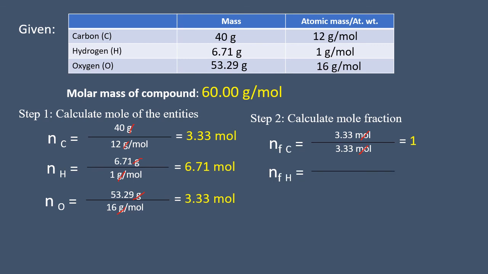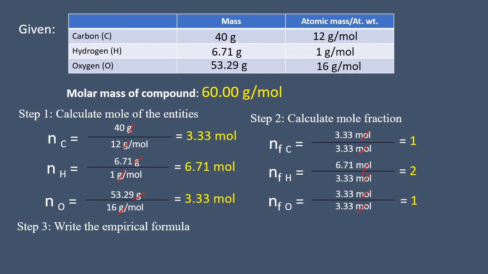For mole fraction hydrogen, we have 6.71 mole divided by the smallest mole of the entities. We have 3.33 mole. So cancel mole again together, and you will get 2. For the mole fraction oxygen, it is equivalent to 3.33 mole divided by 3.33 mole also. Cancel mole and mole. And the mole fraction of oxygen is 1.